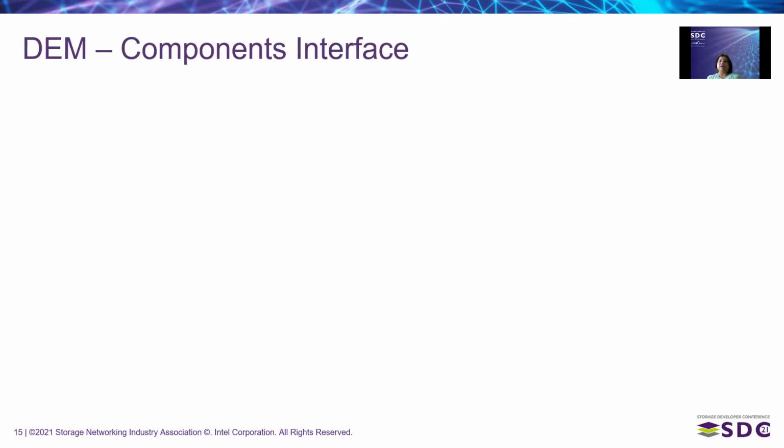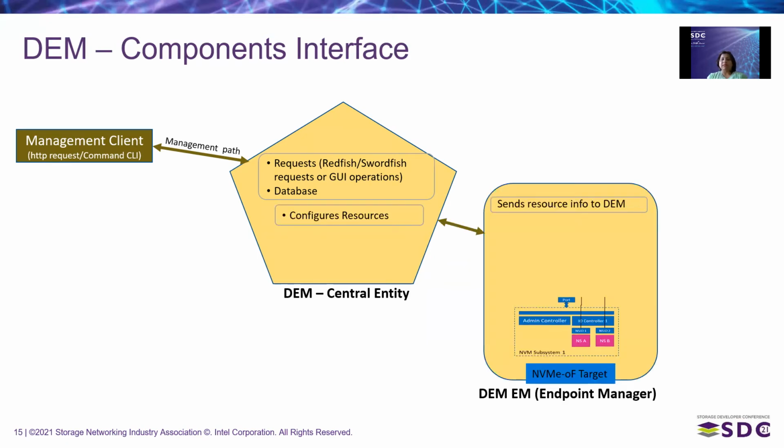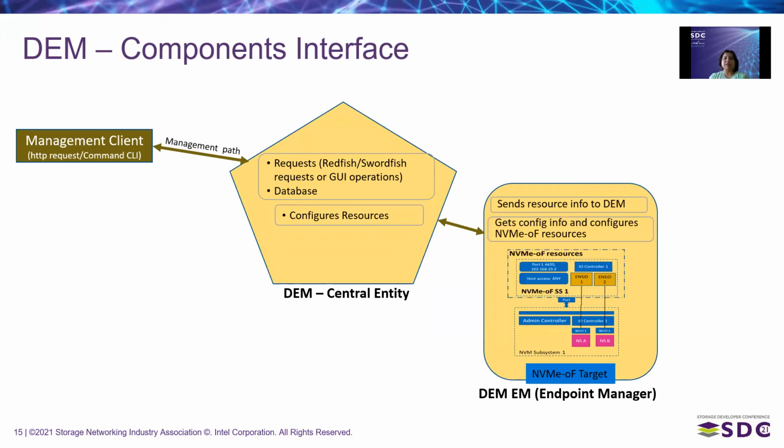So now that we have seen these components and what they do, let us see how they interact. So DEM is a central entity. It takes commands or methods from the management client. It could be in the form of an HTTP request, be it a Swordfish or Redfish URI, or a command CLI. It maintains that resource database. It talks with the endpoint manager and gets the list of underlying resources. And it sends configuration to this endpoint manager so that an NVMe fabric subsystem can be configured.